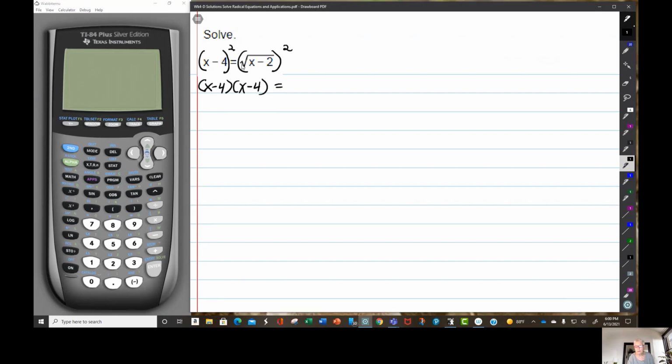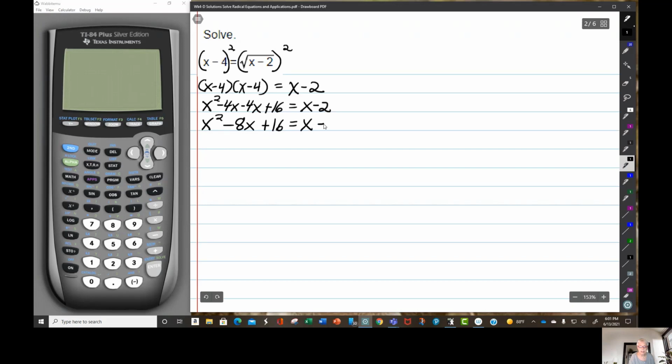However, when you square a square root, you get what's called the argument, what's underneath the radical, x minus 2. Now, let's multiply this. We'll get x squared minus 4x minus 4x plus 16 equals x minus 2. Minus 4x, that's minus 8x. So we have x squared minus 8x plus 16 equals x minus 2.